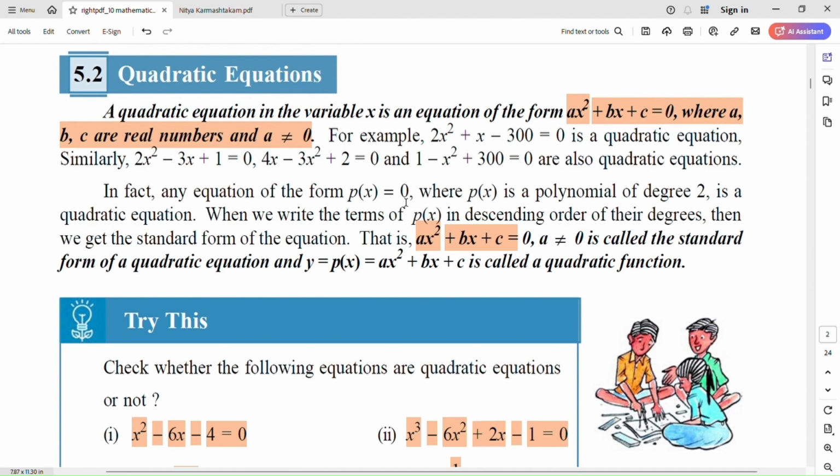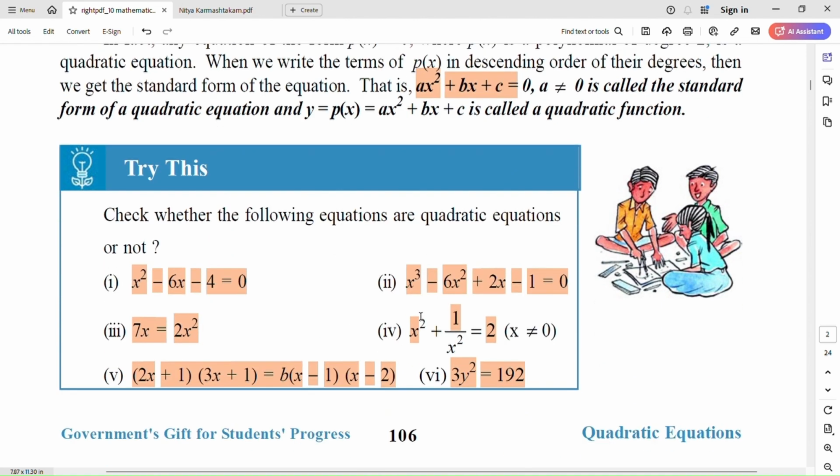If the equation is in the form of p(x) equal to 0, where p(x) is a polynomial of degree 2, it's a quadratic equation. Yes, it is written in terms of p of x in the descending order of their degrees. We normally write power 2, power 1, and power 0. This is the normal standard way of writing. So if you want to represent it as a function, then y equal to p of x equal to ax square plus bx plus c.